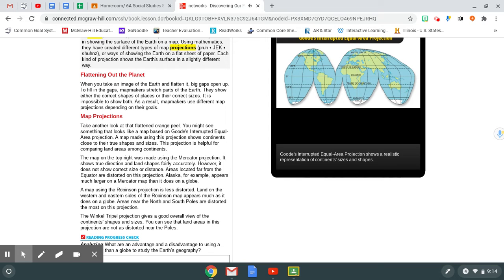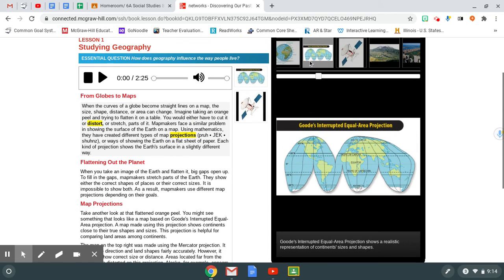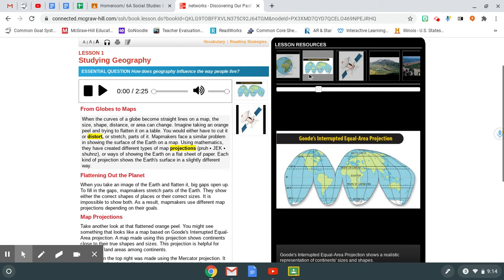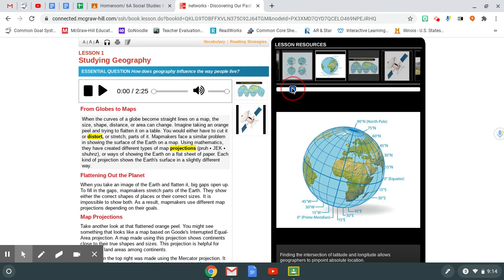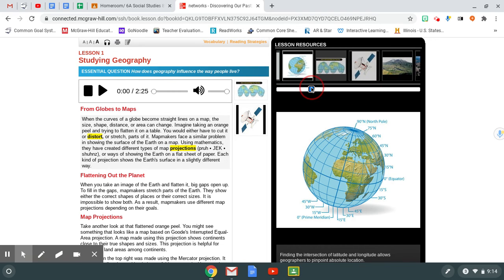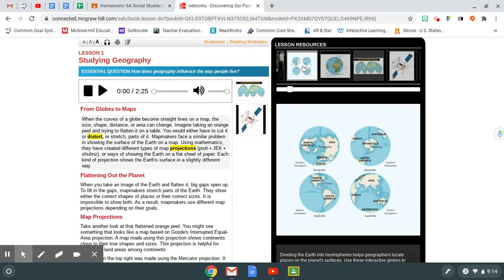Progress check. Analyzing. Okay, so you can see here there are different types of maps that he's talking about. And if you go back into your social studies textbook, you can click on some of these resources up here as well to see the different things that they're referring to. For instance, going back, just looking at some of these hemispheres, you can look at those as well.